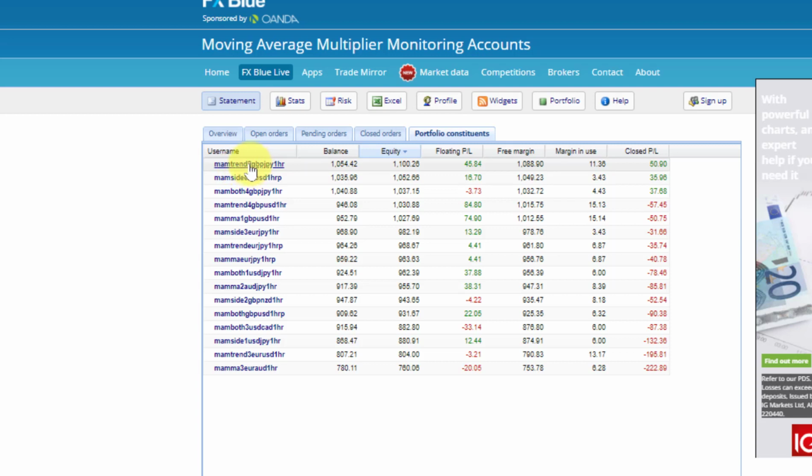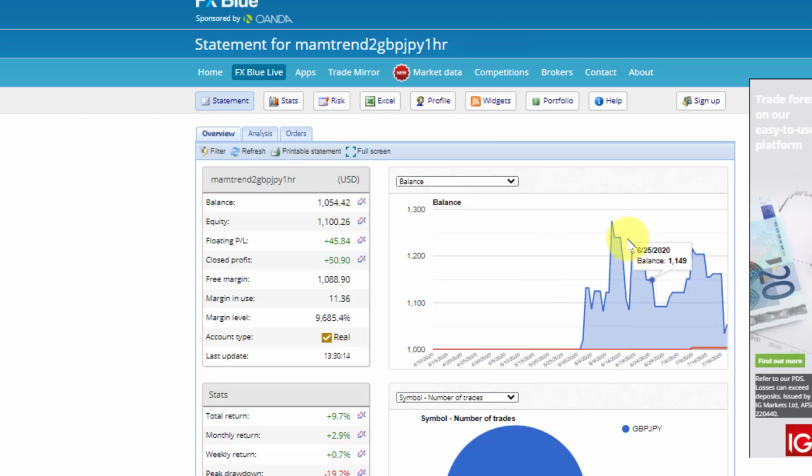So firstly, let's have a look at that one in a little bit more detail. And you can see it hasn't had a smooth ride. It is a real account, and it is nicely up at the moment. So the only question we haven't answered is, where are these settings? And remember, it's the pound yen 1 hour trend settings that we're looking for. So let's go and find them.